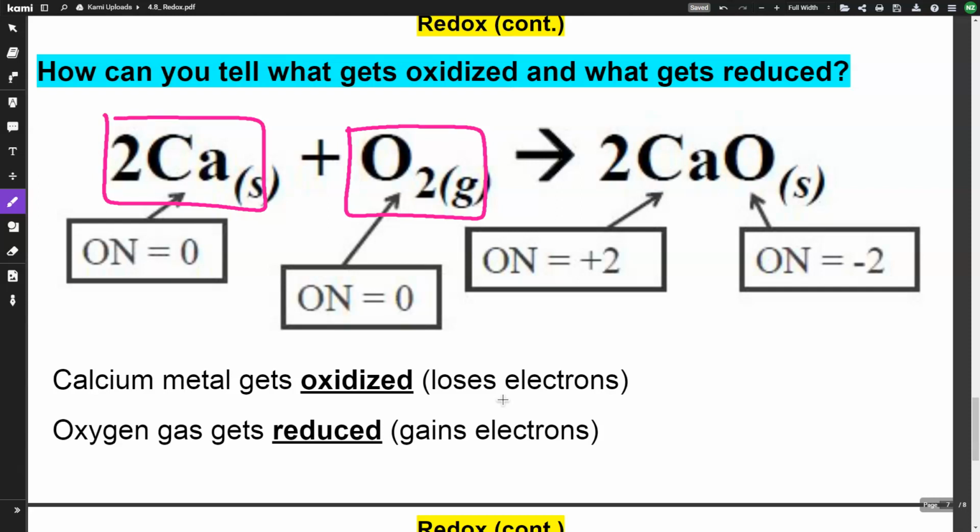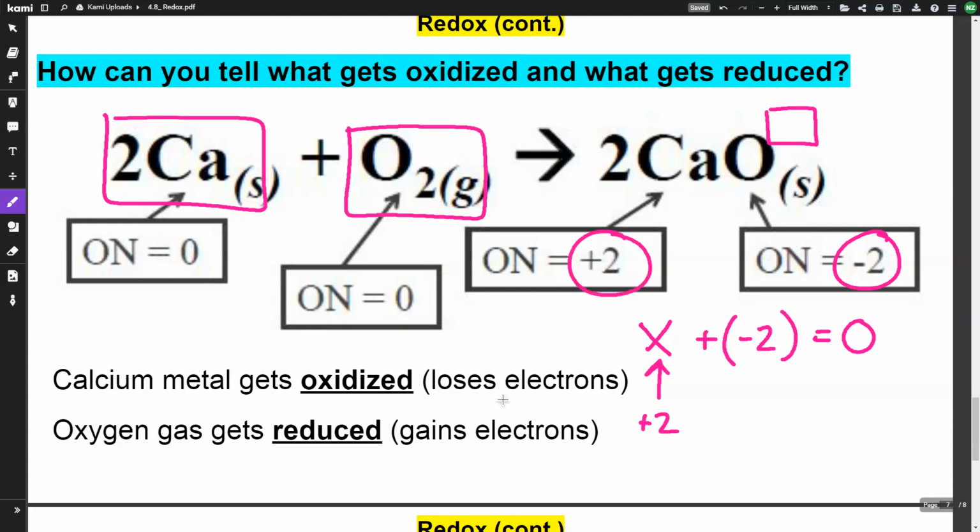In our compound, where we have calcium and oxygen, oxygen, we know, is always going to be -2. There is not a charge on our compound here, so I know that calcium plus oxygen is going to be 0. So the only number that makes this work here is +2. So that's where this oxidation number is coming from. So calcium goes from an oxidation number of 0 to +2.